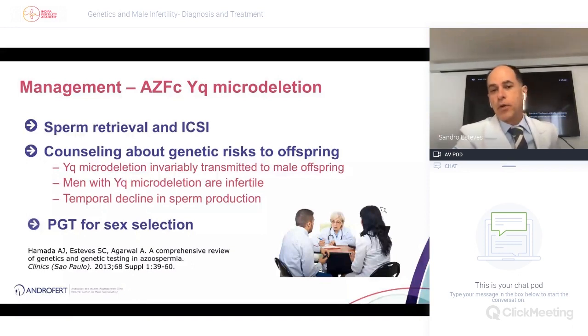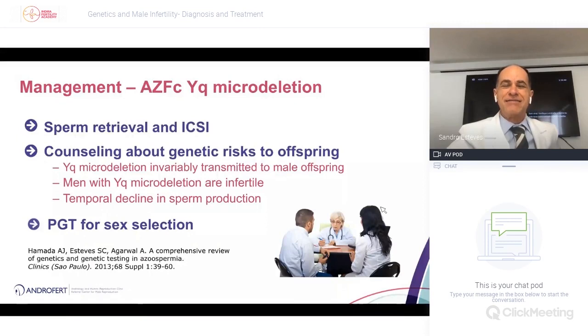But what we need to say to the couple is that, well, we have found sperm. Now we are doing ICSI. And then you have the option of doing ICSI without PGT for sex selection or doing PGT for sex selection, because then you can avoid, let's say, the baby boy with the Y chromosome microdeletion.